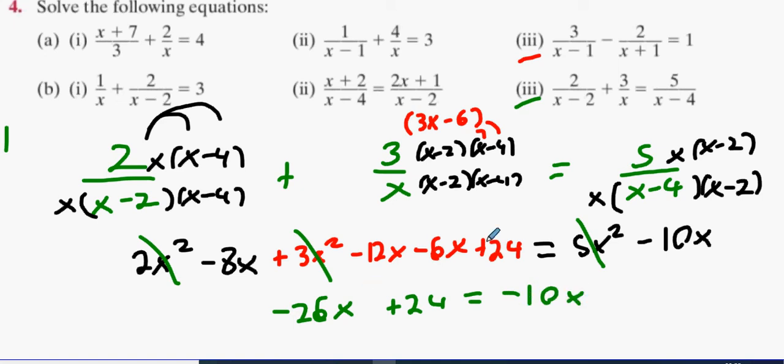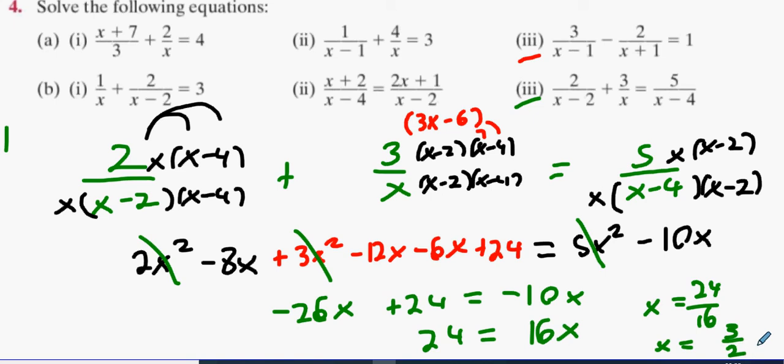We have to move it over to the other side, and what do we get? 24 equals 16x. What's 24 divided by 16? Anybody care to tell me? 3 over 2 or 1.5. And many people will think they're wrong if they got an answer like that. You think you did something wrong.